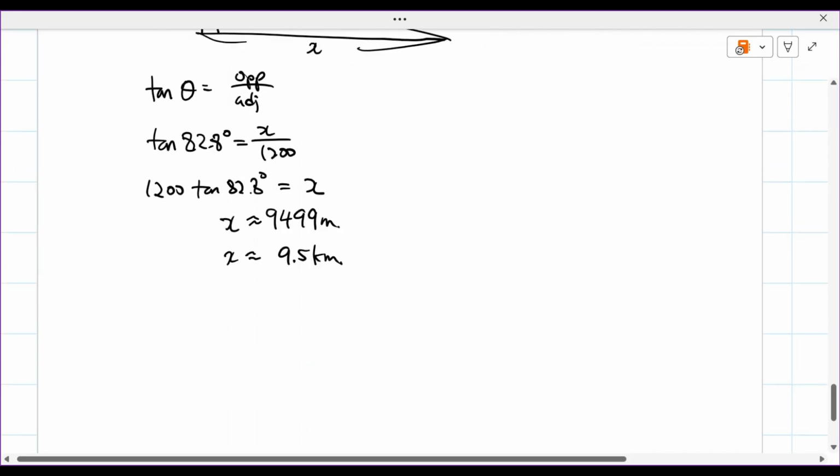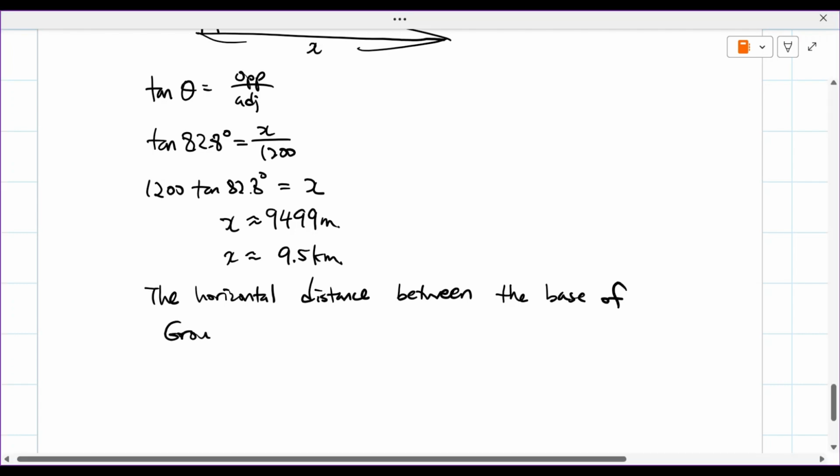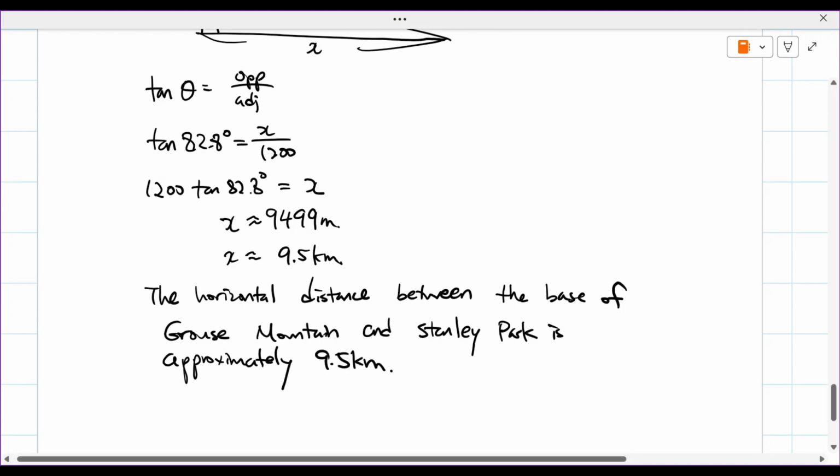So my final answer is going to be: the horizontal distance between the base of Grouse Mountain and Stanley Park is approximately 9.5 kilometers. All right, that concludes this video. Thank you for watching.